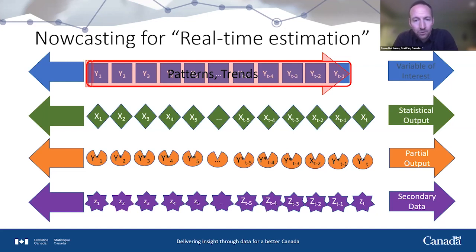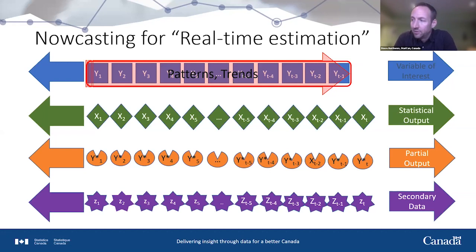So where can we get this current information? We can look at statistical outputs. Other estimates produced by StatsCan could be used as a statistical output that's related to the variable of interest, if there is a relationship there. And we can use a model to establish that relationship and impose it on time period T to produce a forecast that's a bit more founded in some real data. We could do the same thing with partial outputs.